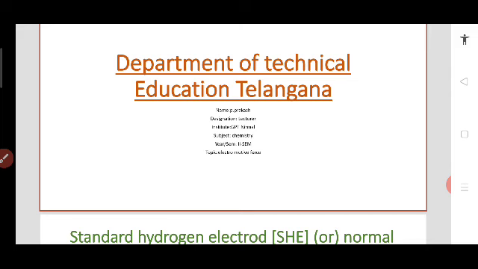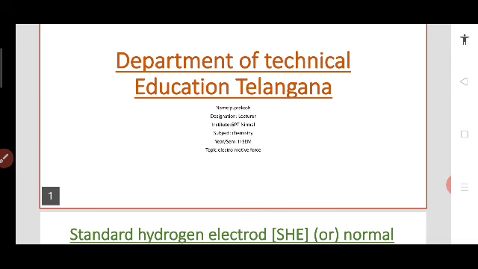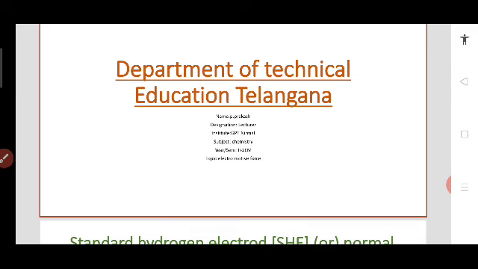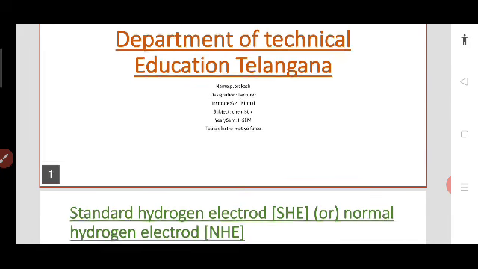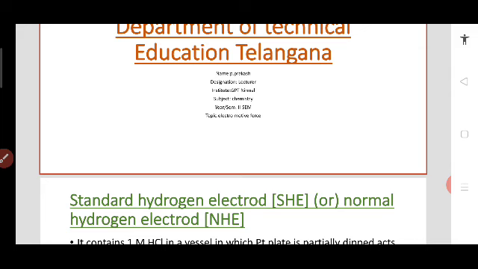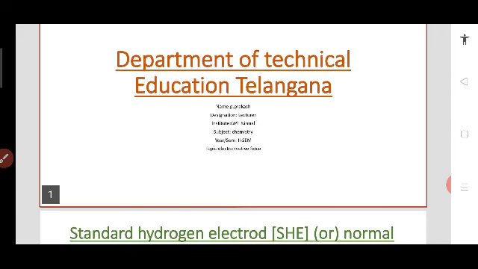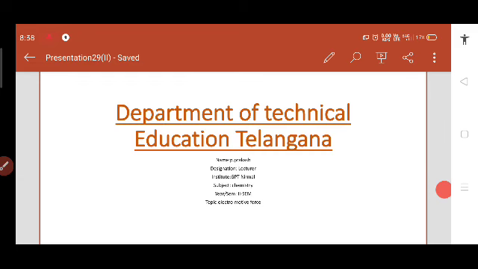Today we are discussing electrochemistry, and in this topic we are discussing for second semester diploma students the standard hydrogen electrode, or normal hydrogen electrode. In the previous class we discussed what is the electrode potential, what is the standard electrode potential, what is the electrode, what is the standard electrode.